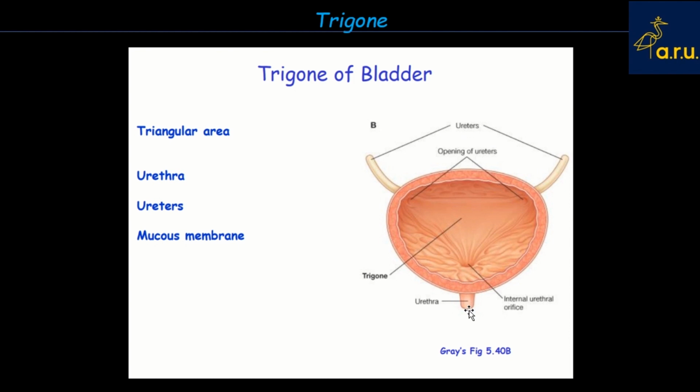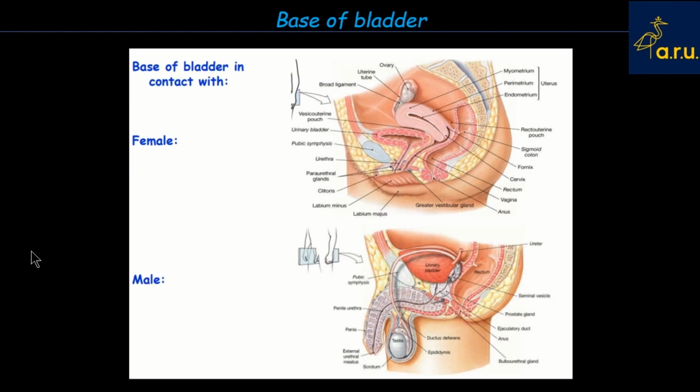Now let's talk a little bit about some of the important relations of the base of the bladder. Remember, the base is the posterior part of the bladder, and it is directed posteriorly and inferiorly. So what you can see over here is a hemisection which has been taken through a male pelvic region. You can see the bladder in the front over here, the rectum at the back.